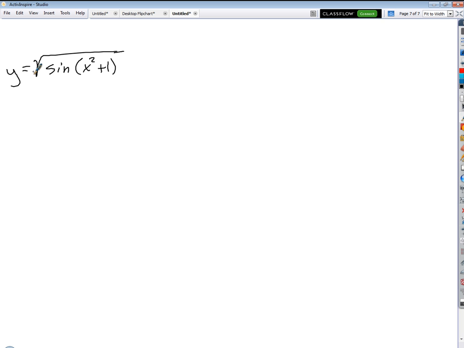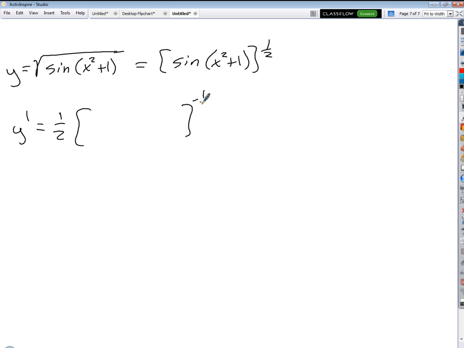How should I probably rewrite that initially? 1/2. Okay, so I've got the quantity sine of x squared plus 1 to the 1/2. So, what's the outermost layer? It's a 1/2 power. So I've got hand to the 1/2. What's the derivative of hand to the 1/2? 1/2 hand to the -1/2. Okay, what's hand? Well, it's a sine of x squared plus 1.